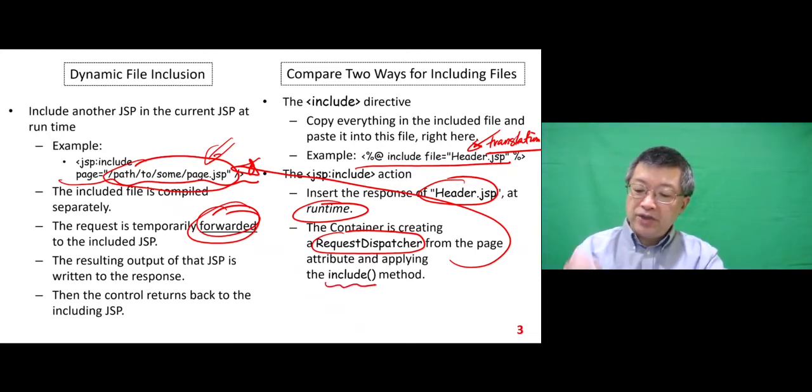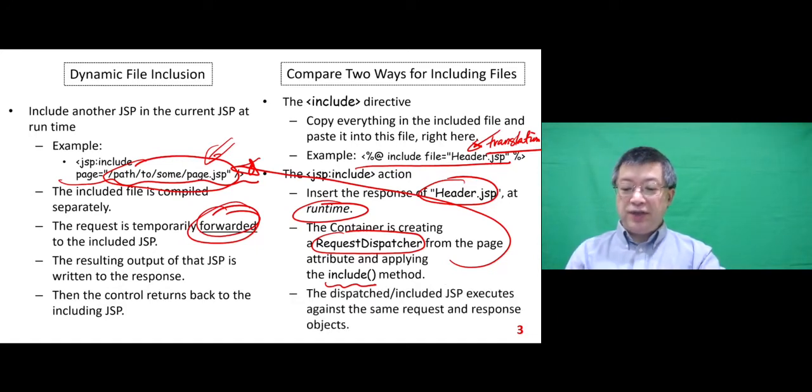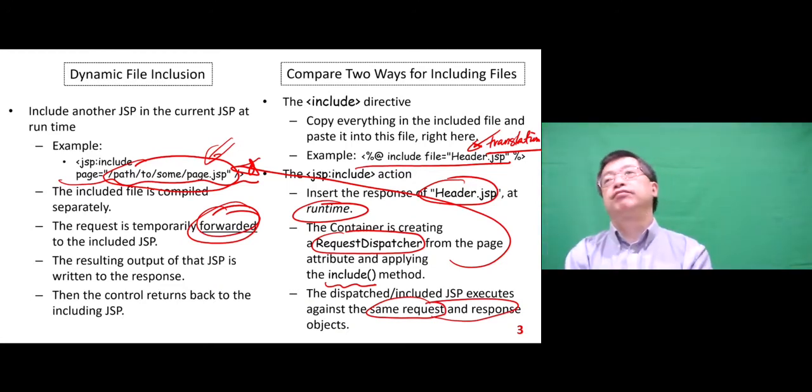And it can call this include method internally. So you can see in this way, the dispatched included JSP, this dispatched included dynamic inclusion executes against the same request and the response object in the same request scope.